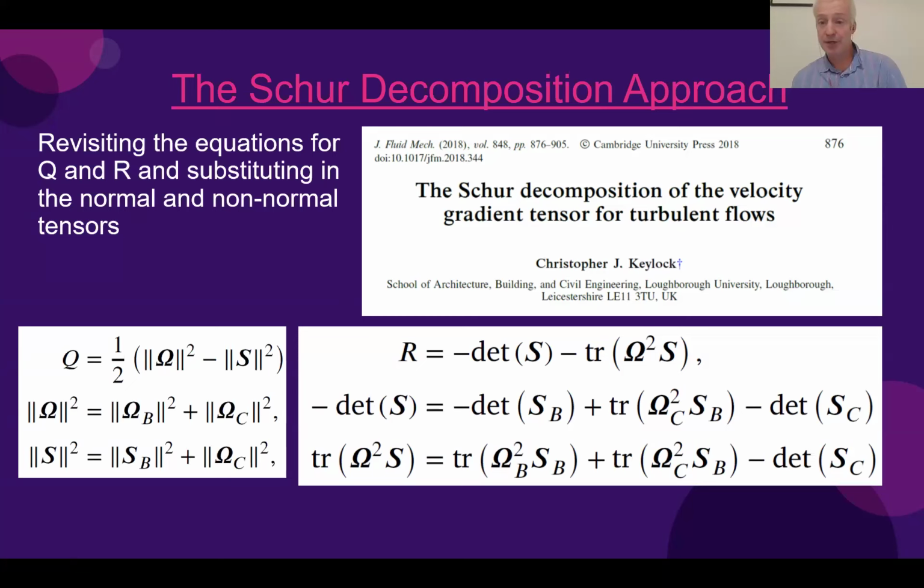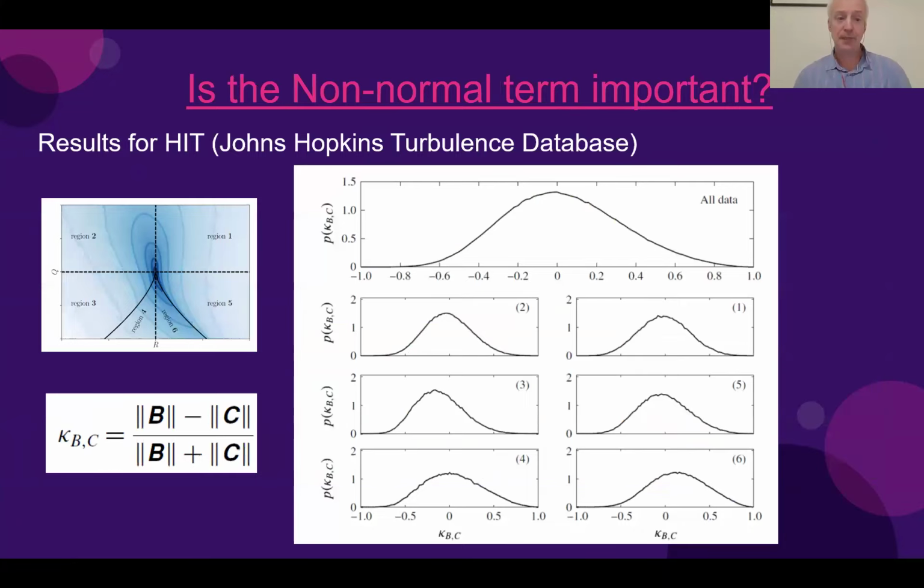But it also shows that there are new terms whose physics we can explore if one does the Schur decomposition approach. So first of all, is C just irrelevant? If all of the action is in the eigenvalues, then who cares about any of this?